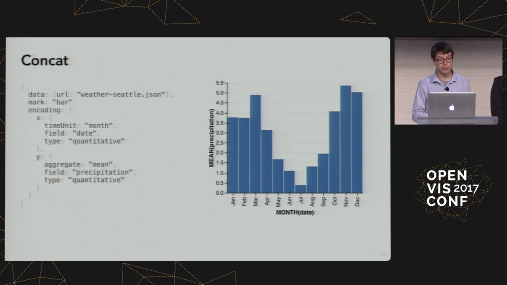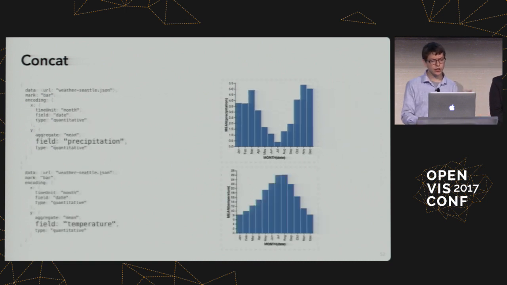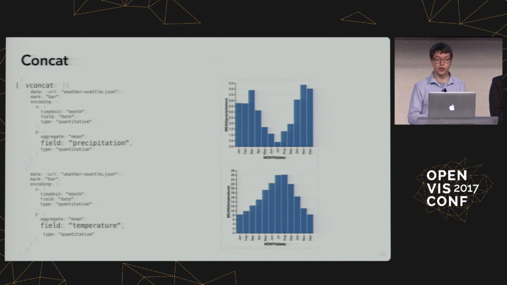Another operator is concat. With it, you take a single view and visually concatenate it with other views. In Vega Lite, you invoke concatenation by wrapping multiple single view specifications in an array and nest them under the concat keyword.